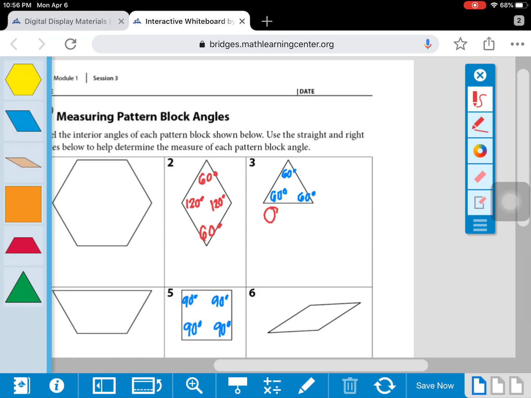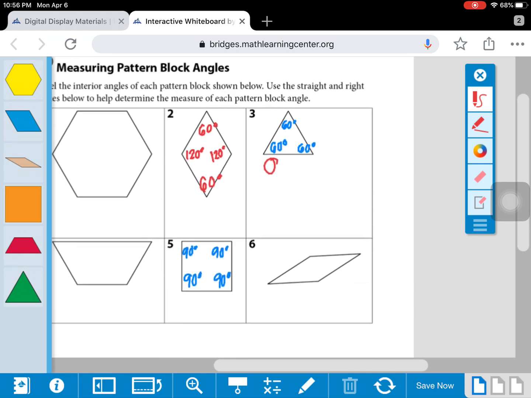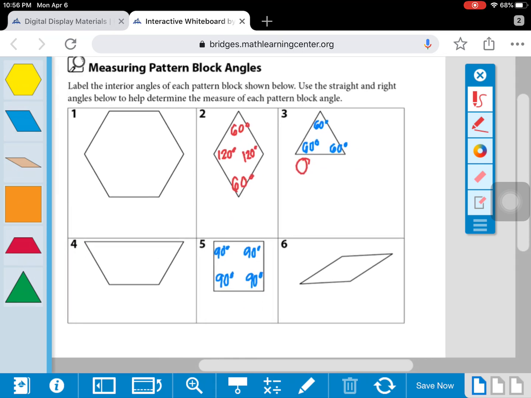Nice job, you guys. I want you to take a second and look at these shapes and tell me what you think would be the best idea to do next. What do you think would be the best angle or pattern block that we should use to measure interior angles next? I think that the next thing I want to measure is the hexagon.